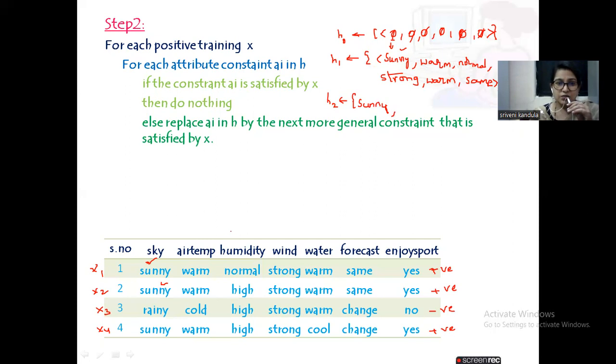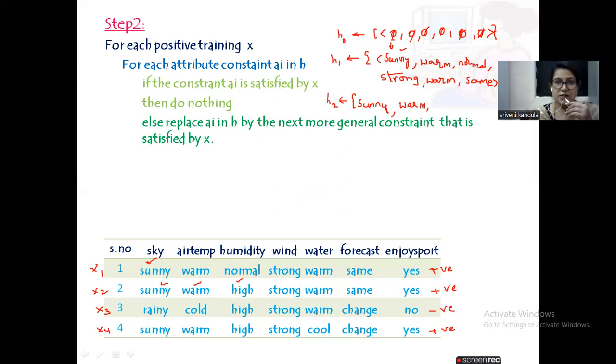The next value. So here in the example, I have warm. Here also I have warm. So I'll just write it as it is. Next, in the example, I have the attribute value as high. But in the hypothesis, what do we have? Normal. Okay, it is not matching.